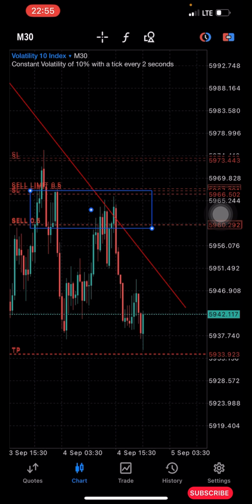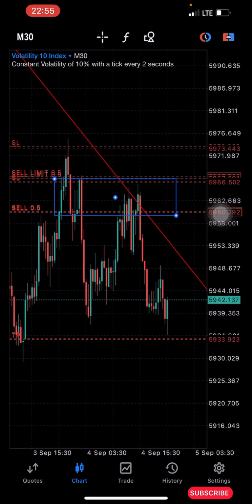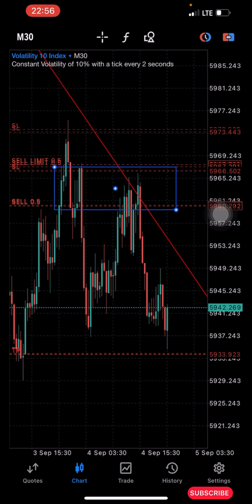So that's what I did, and from the analysis you can see that I was moving with the market direction. That's why they say the trend is your friend. When you are trading, always make sure that you follow the trend. That's something you should take note of.